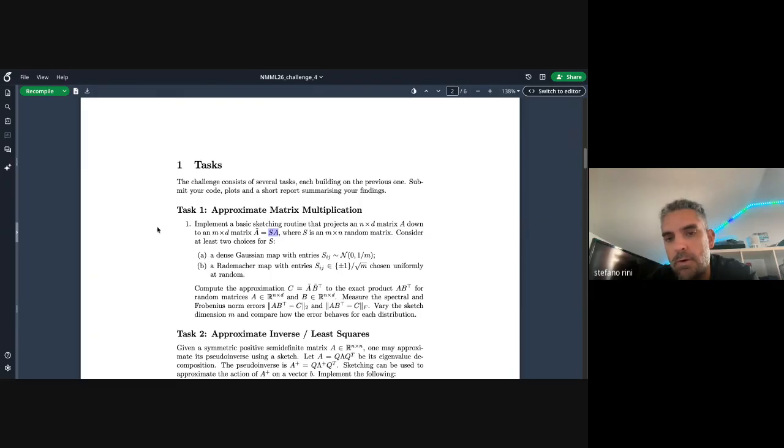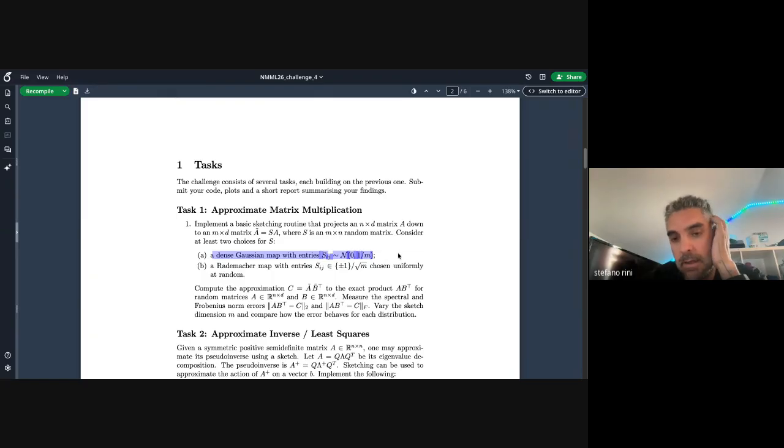So we all know how the product works, right? We start with n times d, we multiply by m times n, so the matrix that we obtain is m times d. Imagine that your original n was 10,000 and your m is 100. Then you have a reduction of 10 to the power 2 on the size of the matrix that you're handling. And how do we construct this sketching matrix?